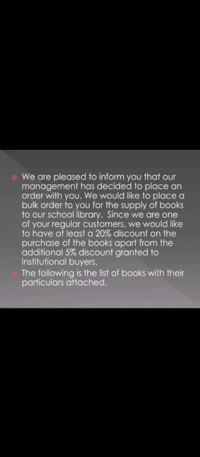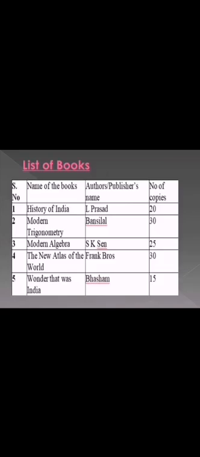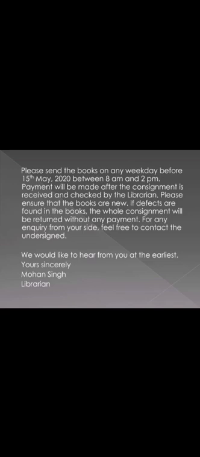Now, this is our paragraph number 1, that our school or our management has already decided and we want to place an order with you, right? We are your regular customers, so we would like to have at least 20% discount, right? So dear student, then we will attach a list of books, the things that we want to buy. Now right in front of you, you have a list of books and 4 things I have mentioned. First, serial number, second, name of the books, then authors or publishers, and the last one, the number of copies required.